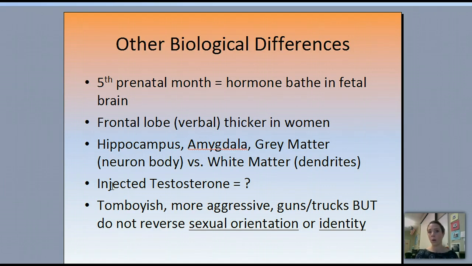They're more aggressive, or more interested in things like guns and trucks at an earlier age. But as soon as puberty hits, and that's a big but there, and they have their own hormones being produced, the more estrogen for females, they see this change of gender identity, right? So it does not reverse sexual orientation, meaning that those early testosterone injections did not affect the sexual orientation of the female. The majority of them, I think it was like 99%, still identified themselves as heterosexual, and also identified themselves as female.